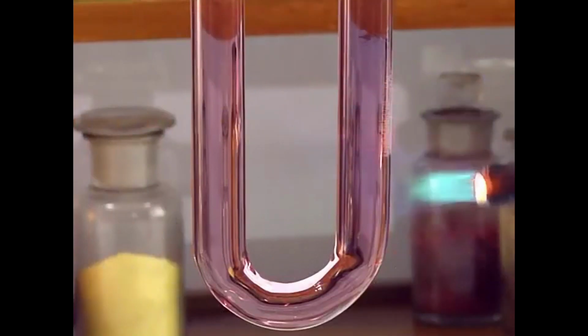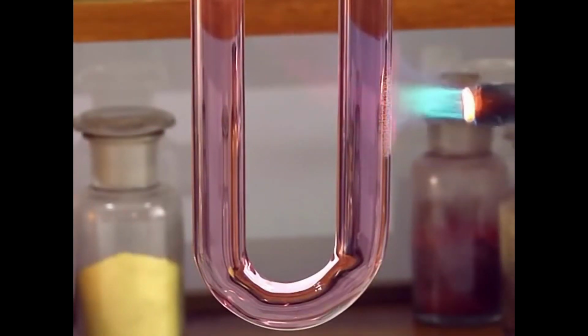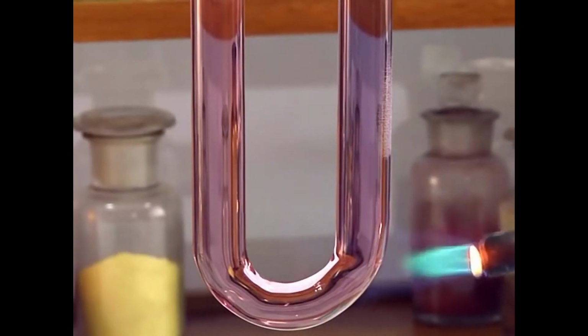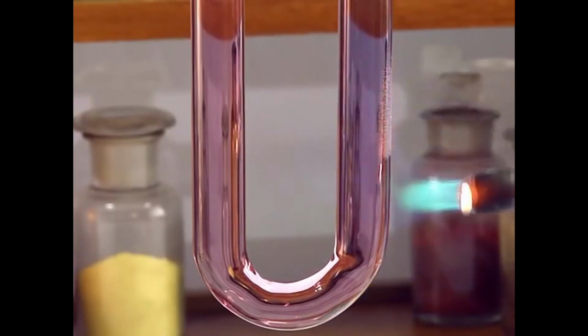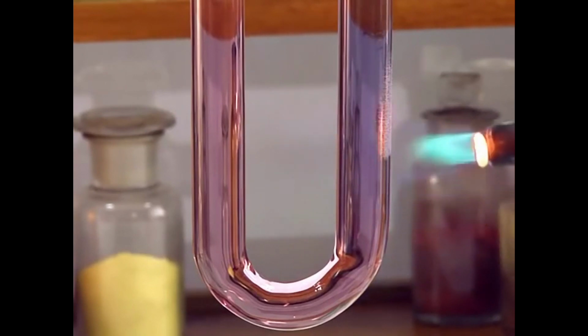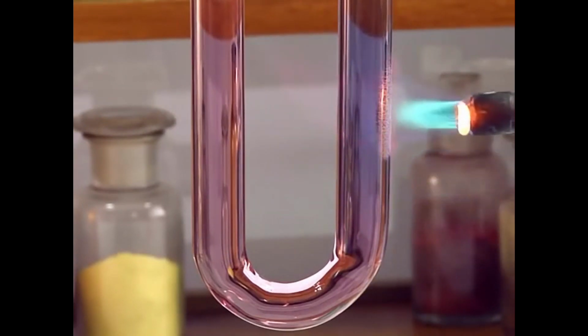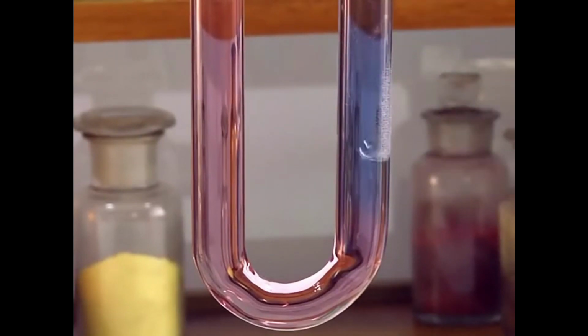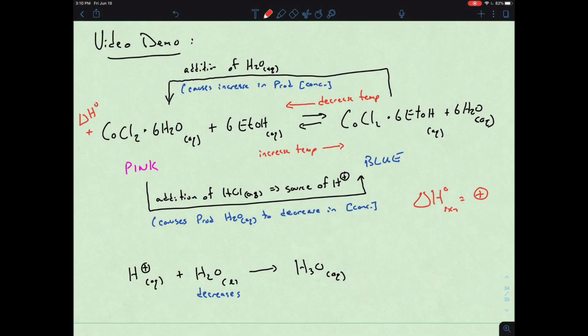Remember, this is an endothermic reaction. So delta H is on the starting material side, and if we're increasing the delta H concentration by increasing temperature, we're now going to push it to the product side, which is going to be the blue side. And we can see it's getting more purple, and then eventually getting blue, while the other side, which hasn't had the temperature change, is remaining in that pink colored state. And that is all of Module 15.